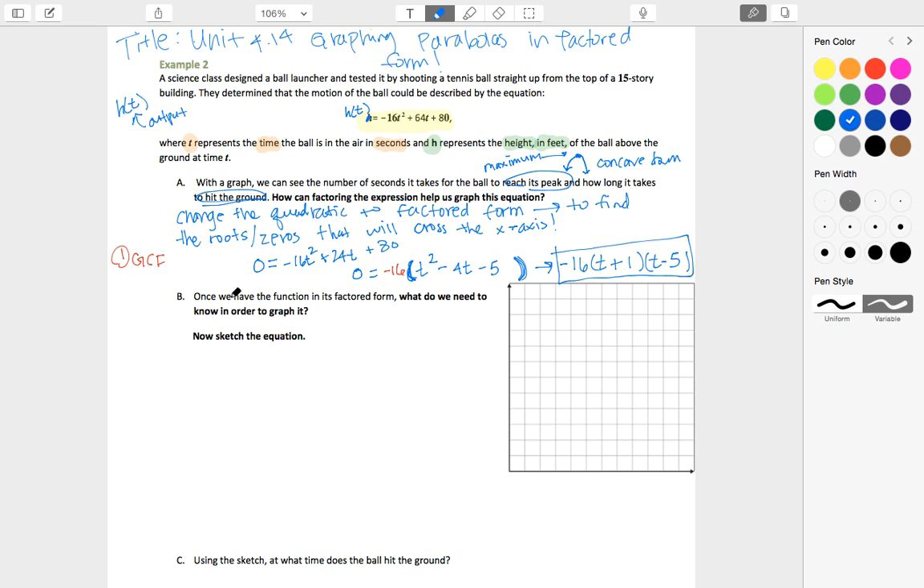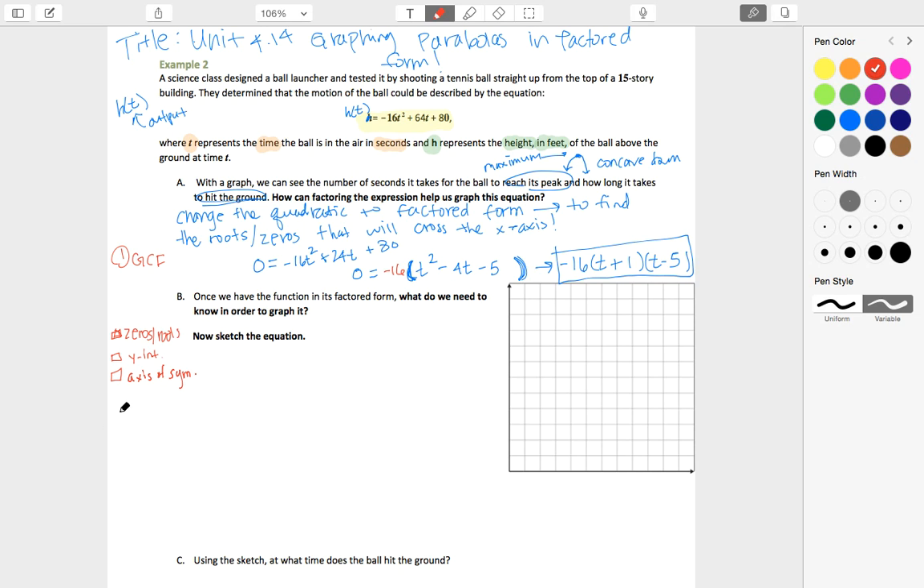So here it says, once we have the function in its factored form, which we do, so this is the same thing, this is in standard form, this is in factored form. So what do we need to know in order to graph it? Okay, so what we need to know are a couple things. We need to know the zeros or the roots. We also need to know the y-intercept. We also need to know the axis of symmetry.